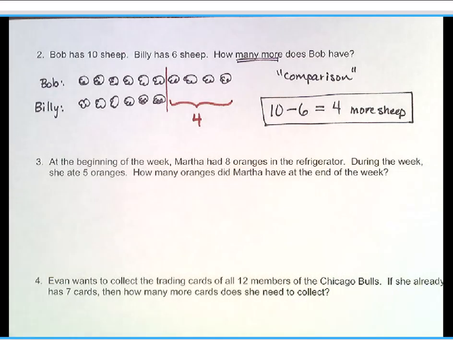So when you say difference, like what's the difference between their number of sheep? Well, you're saying subtraction when you say difference. So 4 more. So that's how you would set up a comparison model.